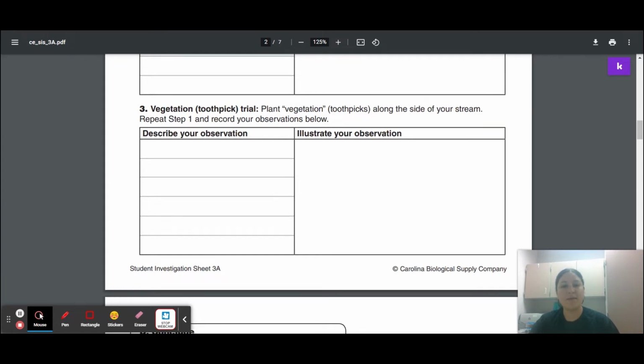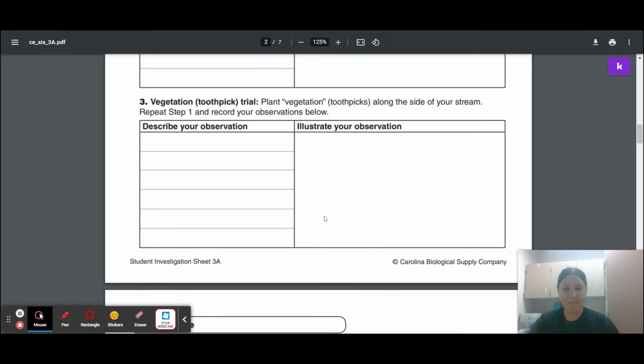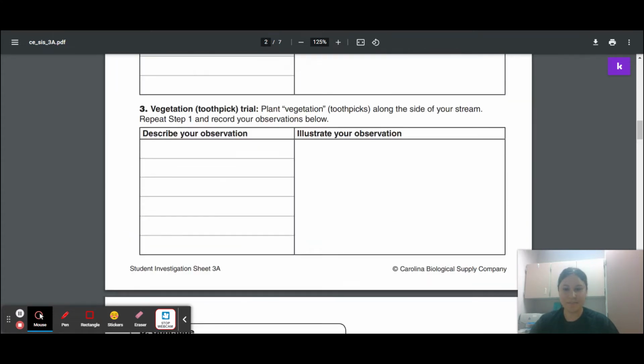So what would happen if we had some kind of debris in the way of your stream? Would it also affect the shape? So think of vegetation in terms of trees, plants, houses even. In this case, you're going to use toothpicks to kind of represent those items. Once again, illustrate and describe your observation, and then I will show you how to set that up, and we will come back to do the conclusion.